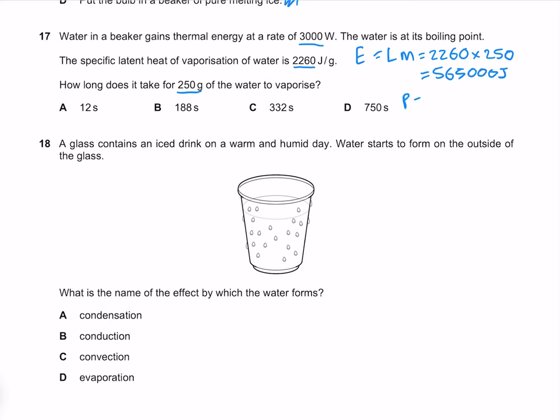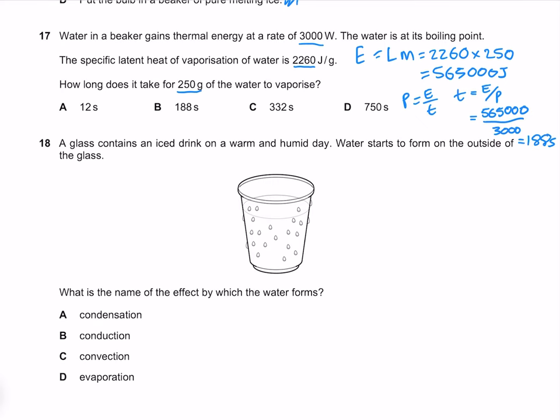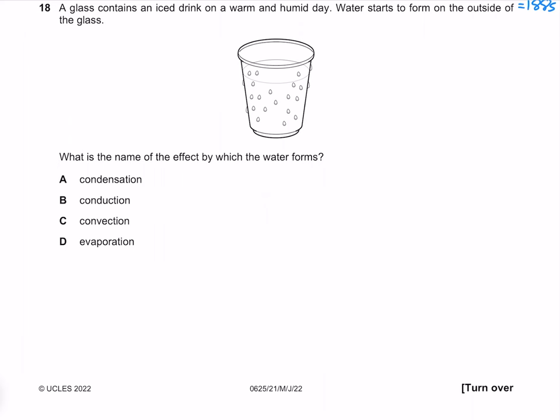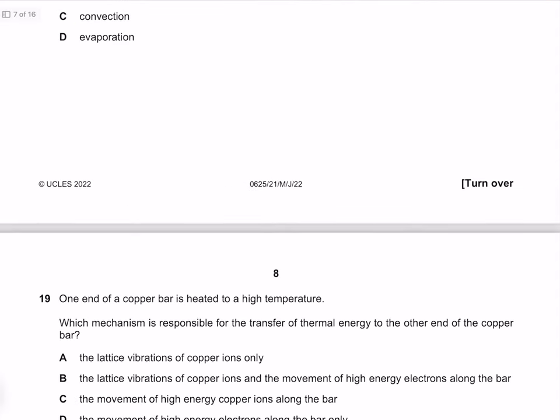We know that power is energy per time. Rearranging this for time is energy over power. We found our energy above, and our power is 3000 watts, which gives me 188 seconds to three significant figures, and so our answer is B. A glass contains an ice drink on a warm and humid day. Water starts to form on the outside of the glass. What is the name of the effect by which the water forms? This effect is condensation.